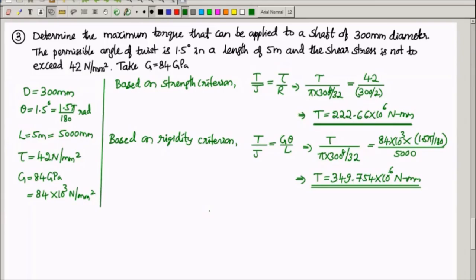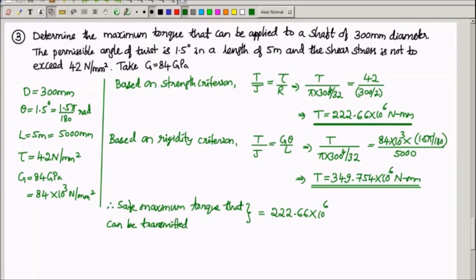Since it is a load, the safe load that can be transmitted through the shaft based on the strength criterion is 222. The safe torque that can be transmitted through the shaft based on the rigidity criterion is 349. So overall, the maximum torque that can be transmitted safely is 222 only, not 349. So you write, safe torque that can be transmitted is 222.66 into 10 power 6 Newton millimeter, or it is 222.66 kilo Newton meter.